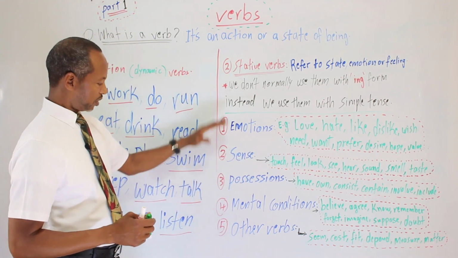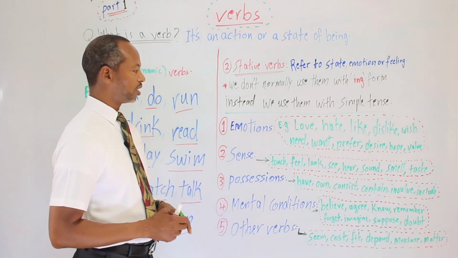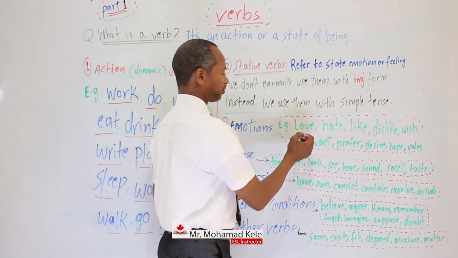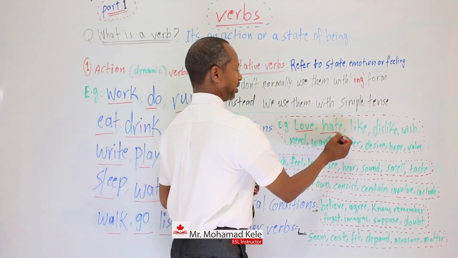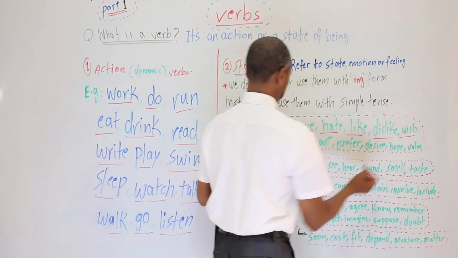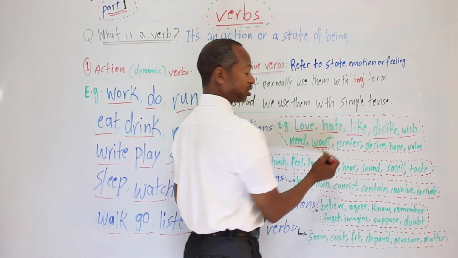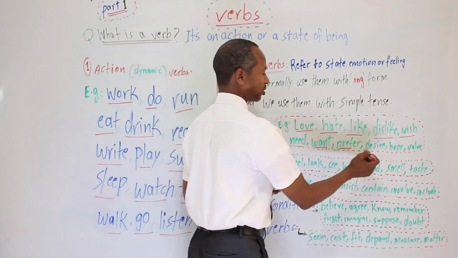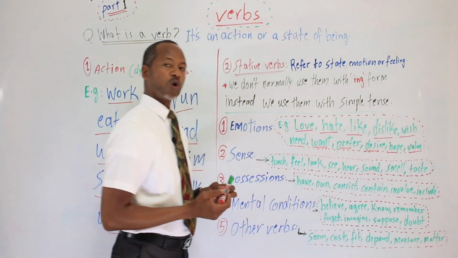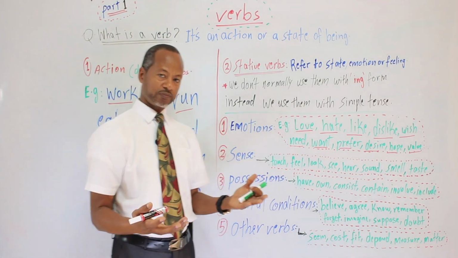So stative verbs, I can divide them into 5 categories or sections. Here, emotions means, for example, love, hate, like or dislike, wish, need, okay, and want, prefer, okay, desire, hope, and value. All these verbs are emotional verbs or feeling verbs.